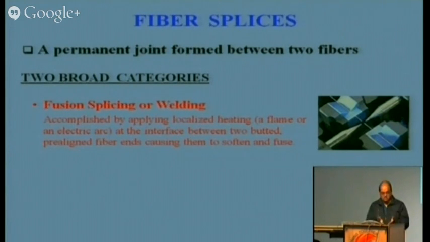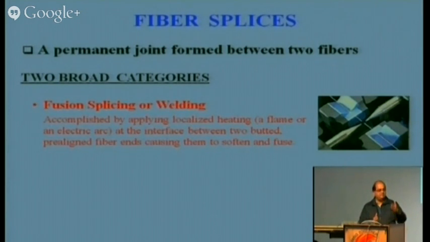So this is how the fusion splicing works. In the figure you can see two arcs which produce the high temperature, and the fibers are put over the alignment platforms. These platforms are on a micro positioner, so I can align within a range of micrometers, less than 1 micron.